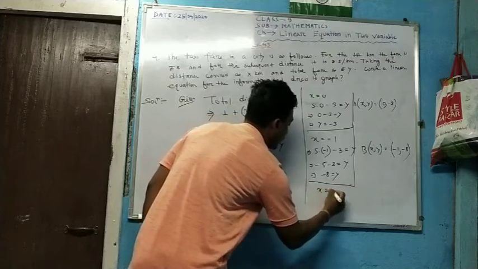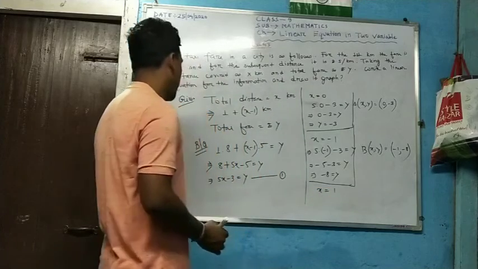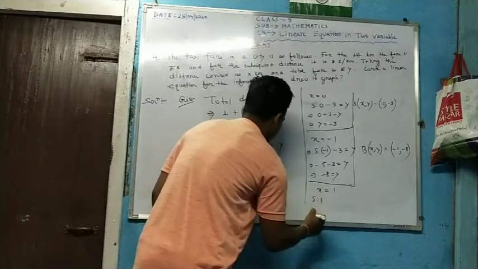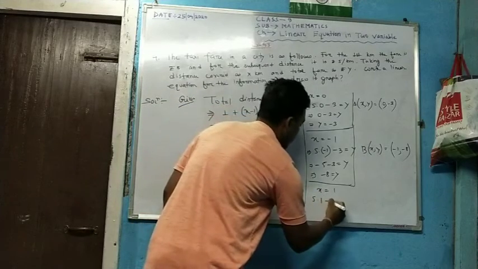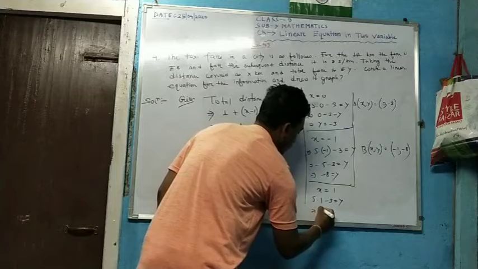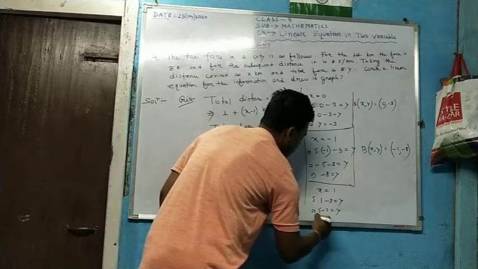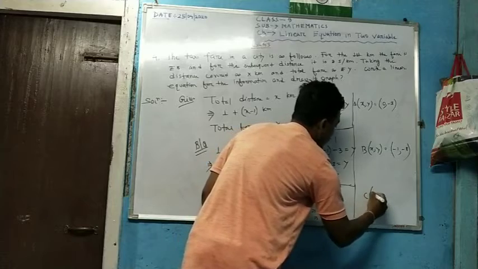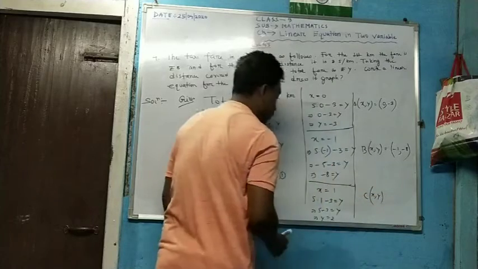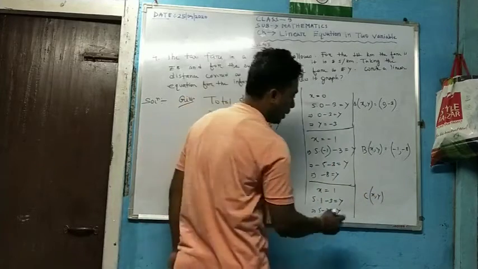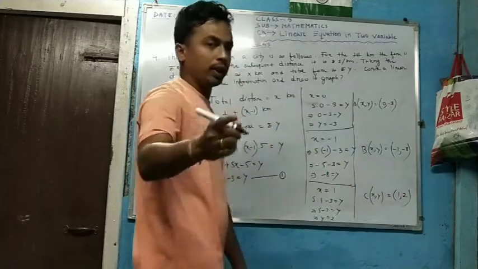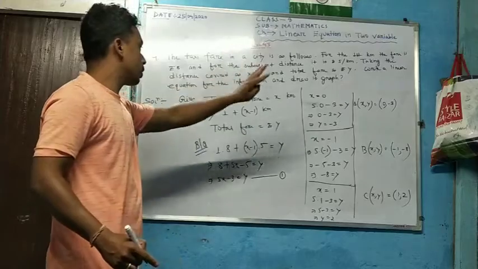If I put x equal to 1, what will happen? 5 into 1 minus 3 equal to y. 5 into 1, 5 minus 3 equal to y. y equal to 2. So another point, I will take the third point x comma y. The value will be 1 comma 2. Just pause the video and note it down in the notebook.